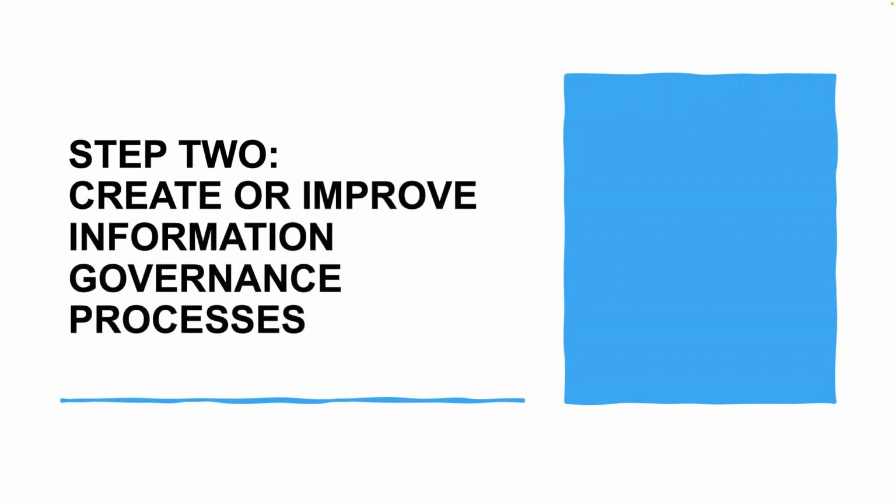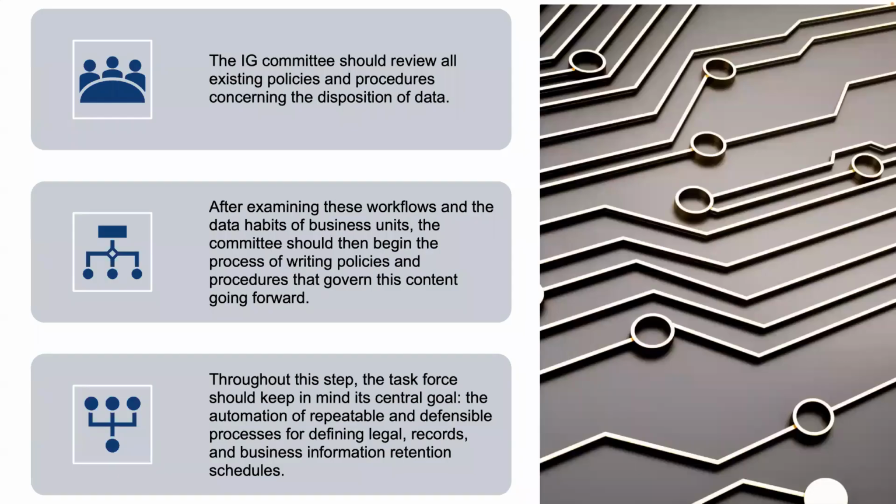Then from there, step two, we're going to start creating or improving the information governance process. So what does that look like? The information governance committee reviews all the policies and procedures around the disposition of data, right? So this is your classification. This is your internal nomenclature for your data. And so understanding what those obligations are and what the data is, then we start to write the policies and the procedures that govern the data moving forward, right?